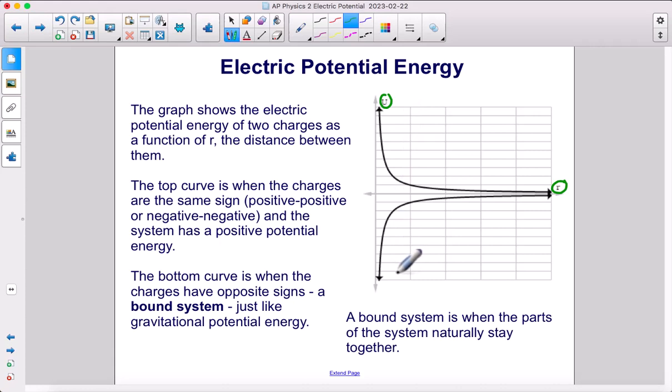The bottom curve is when the charges have opposite signs, a bound system, just like gravitational potential energy. Remember, the gravitational potential energy graph looked like the bottom graph here. And also a bound system is when the parts of the system naturally stay together, right? So if you have a positive charge and a negative charge, they want to be together. They are not going to accelerate apart.